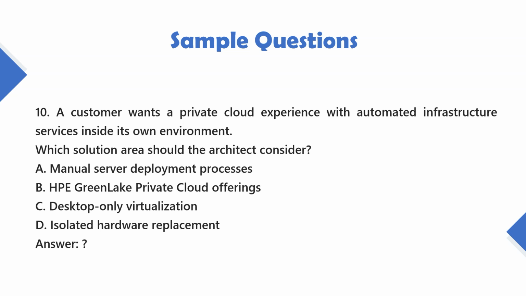10. A customer wants a private cloud experience with automated infrastructure services inside its own environment. Which solution area should the architect consider? A. Manual server deployment processes. B. HPE GreenLake private cloud offerings. C. Desktop-only virtualization. D. Isolated hardware replacement.